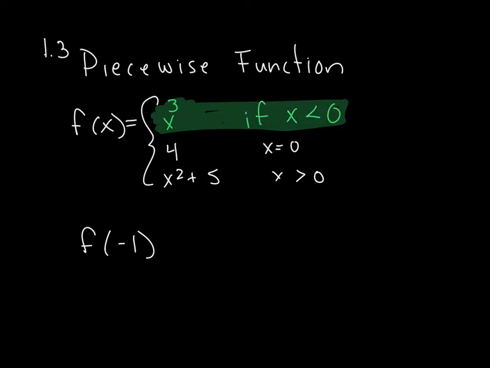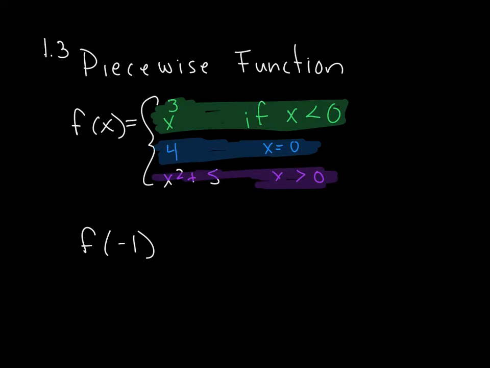We have the second condition when x is equal to 0. And finally, we have the third condition when x is greater than 0. So what I'm asked here is to find this when x is equal to -1. That's what that function means.